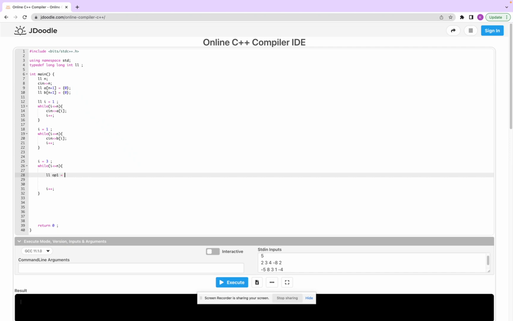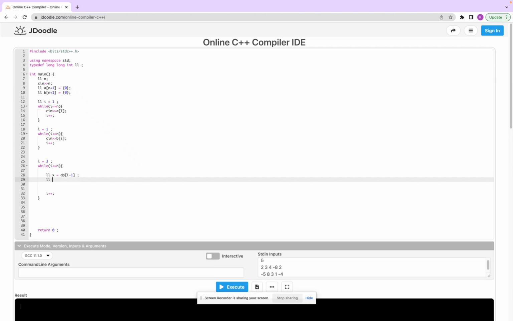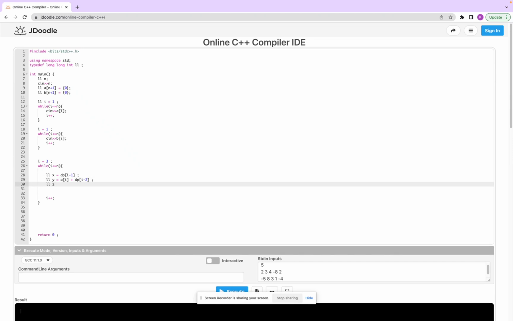One possible option is, let me write it as x. So one possible option is don't do anything, just consider dp of i minus 1. The other possible option is consider a of i plus dp of i minus 2.